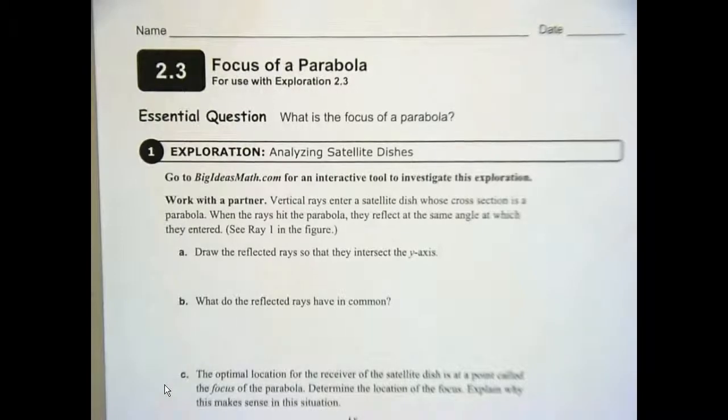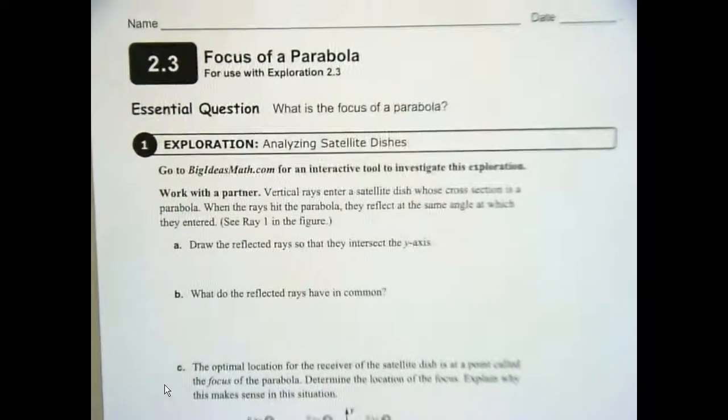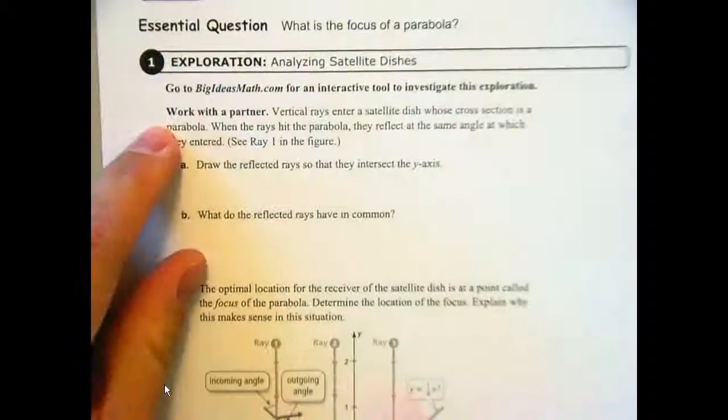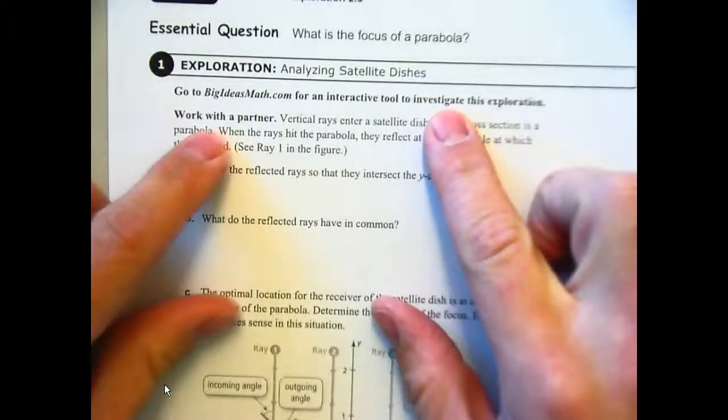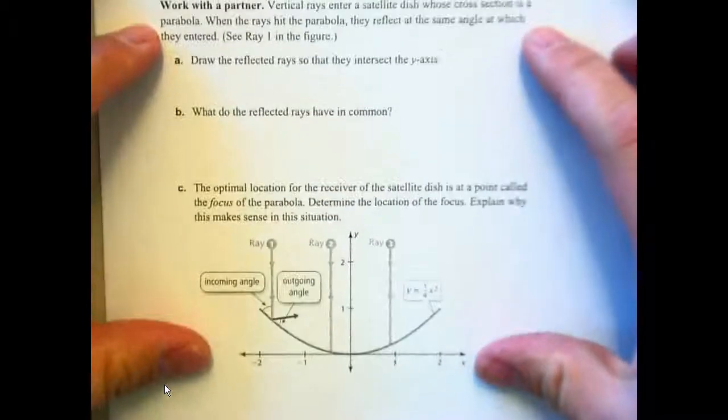Now, as you're going through this, it says work with a partner, but it says go to Big Ideas for an interactive tool. That's what we're going to use. So you can take your notes on here. It'll ask the same question. You draw the pictures and all that cool stuff.